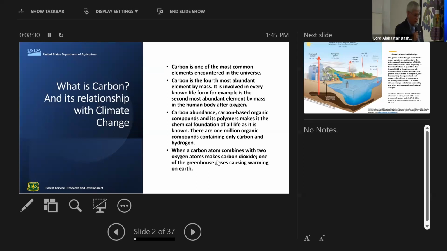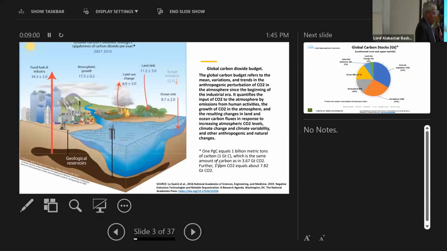There are more than 1 million compounds of carbon and hydrogen only, just to be aware of that. And when we mix one atom of carbon with two atoms of oxygen, we have carbon dioxide, which is a greenhouse gas that creates warming and increases in temperature on Earth. So on Earth, we have pools of carbon, which are geological reservoirs in the soil, in vegetation, and in the sea and sedimentary rocks.